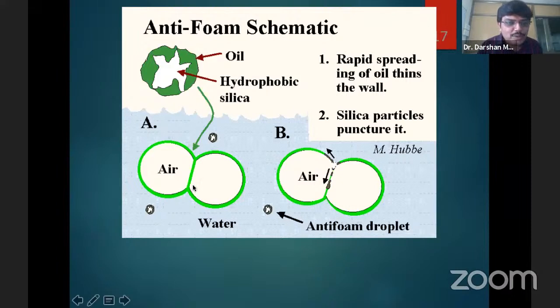Oil is going to occupy the position on a bubble like this. You are able to see the green color line. Now whenever these things are going to come in contact with each other, one is hydrophilic, another is hydrophobic. Both of them are going to come in contact with each other. As a result of that, what is going to happen?